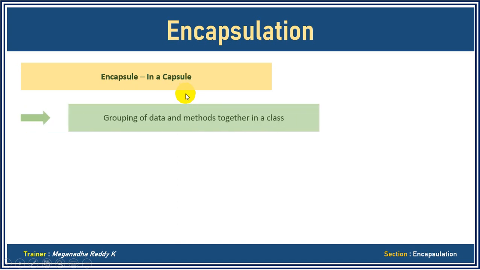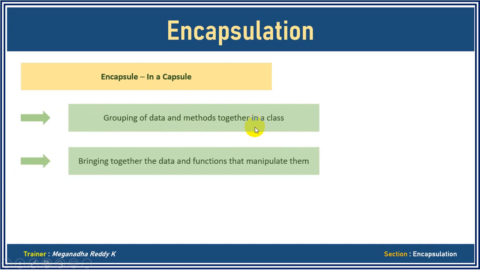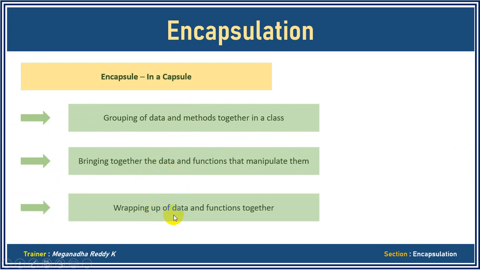The first definition says grouping of data and functions or methods together in a class. The second definition says bringing together the data and functions that manipulate them. So we put the data and the functions that manipulate the data into a class. And the third definition is wrapping up of data and functions together. Even though all these three definitions talk about grouping of methods and data together.